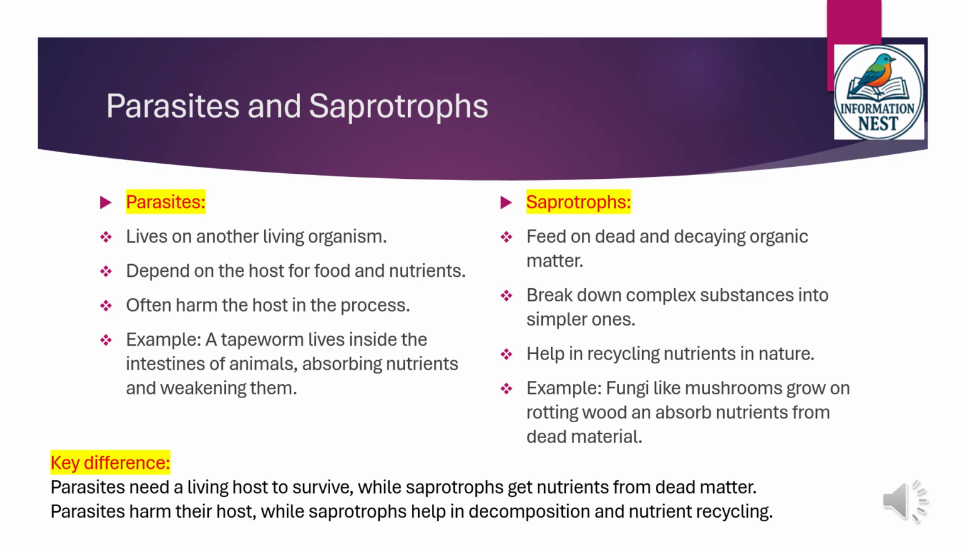forest. The key difference between parasites and saprotrophs is that parasites need a living host to survive, often harming it. In the case of saprotrophs, they thrive on dead matter, helping in decomposition and nutrient recycling. The world's largest fungus, Armillaria ostoyae, a type of saprotroph, spreads across over 3.8 square kilometers in Oregon, USA. It's practically an underground forest.